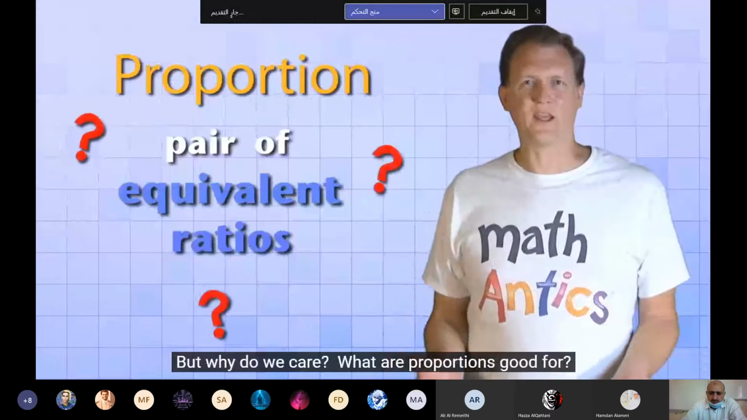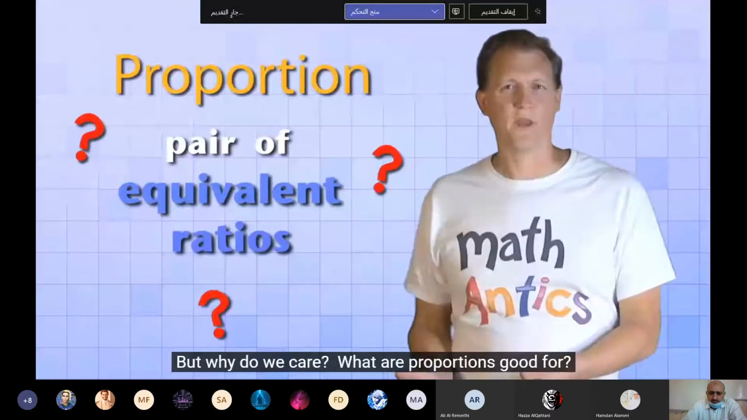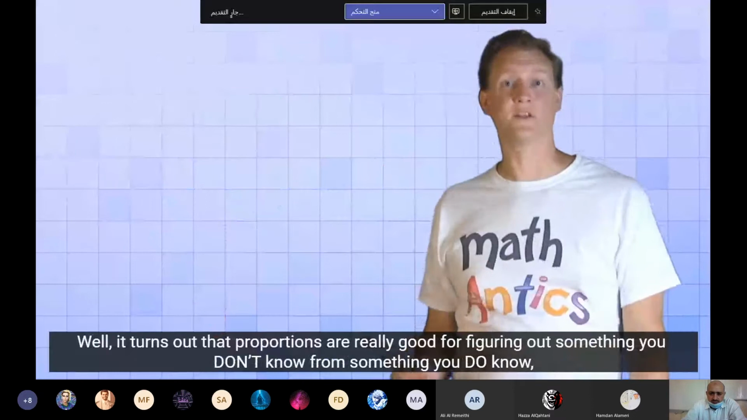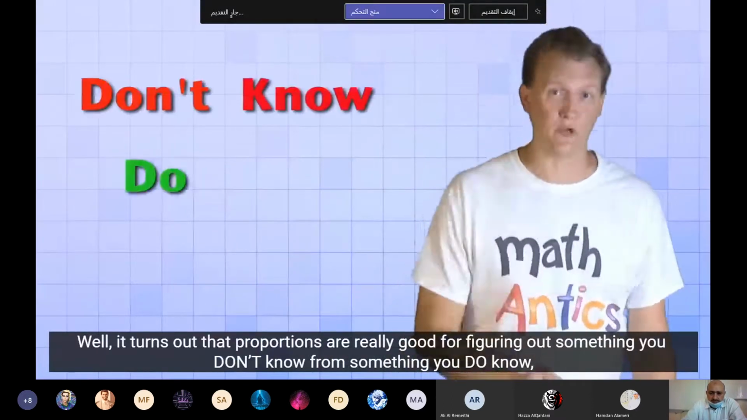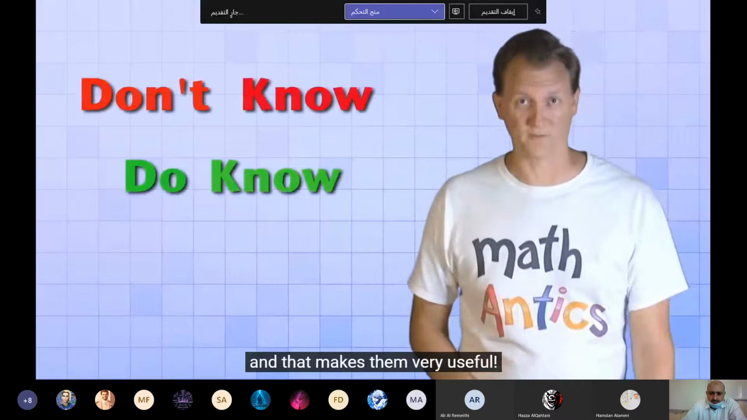But why do we care? What are proportions good for? Well, it turns out that proportions are really good for figuring out something you don't know from something you do know, and that makes them very useful.